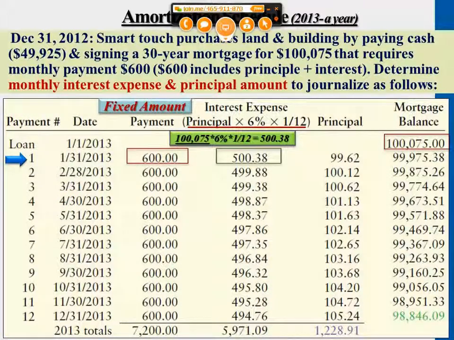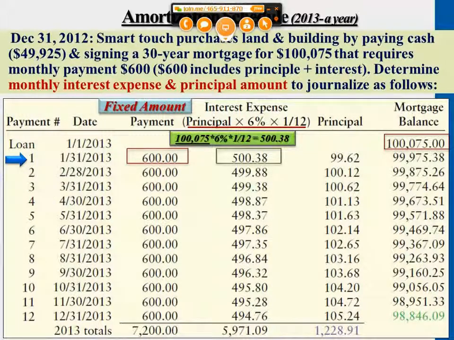Now, after the first month, if we just stop right here, if we want to transfer this into a journal entry type, because remember, in the first month, what we're doing here is calculating the amounts that we're paying, $600, what part belongs to principal, what part belongs to interest.